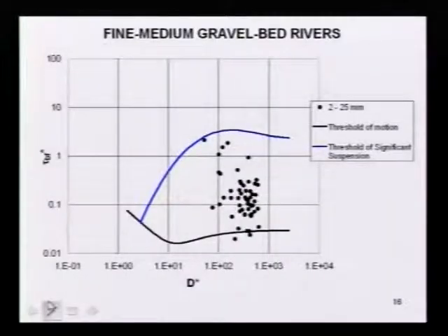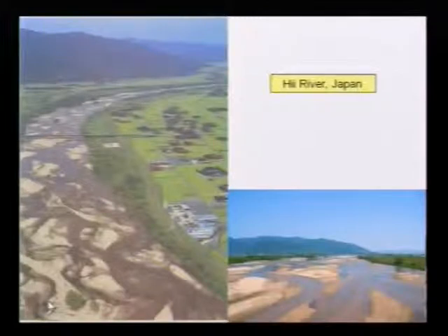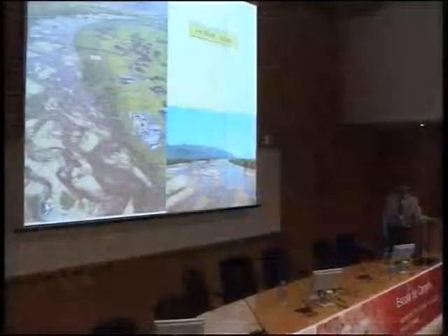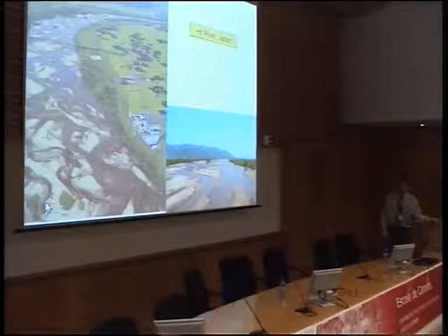Now we move to fine to medium gravel bed rivers. Again, 2 to 25 millimeters. A very famous and characteristic stream in that range is the Hi River in Japan. Many of these rivers flow from regions of weathered granite, which is particularly suitable for the formation of material in the small gravel size.